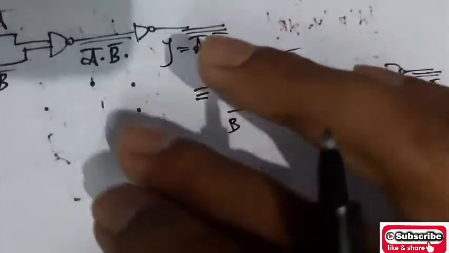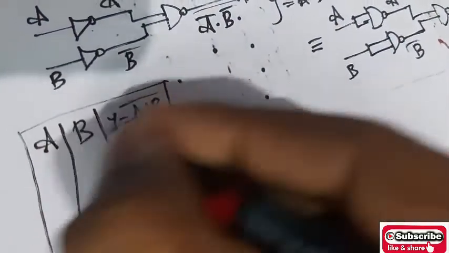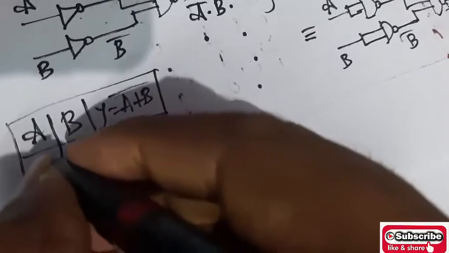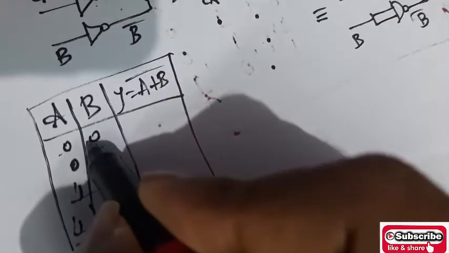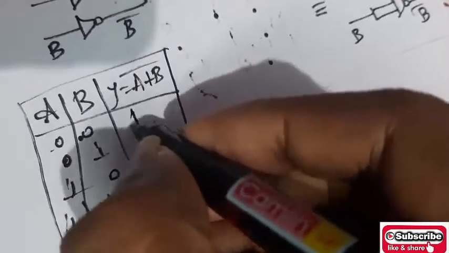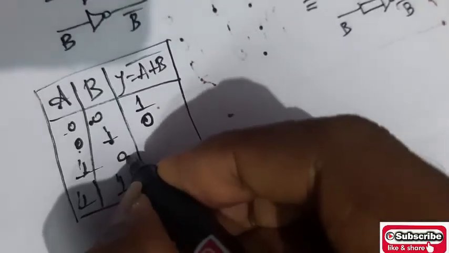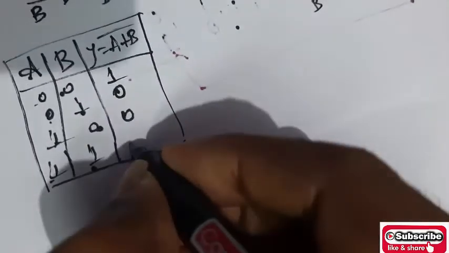Let's see the truth table for this NOR function. Input A, input B, Y is equal to A plus B bar. 0 0, 0 1, 1 0, 1 1. 0 plus 0, 0 bar will be there, you will get the 1. 0 plus 1, 1 bar will be there, you will get the 0. 1 plus 0, 1 bar will be there, you will get the 0. 1 plus 1, 1 bar will be there, you will get the 0.